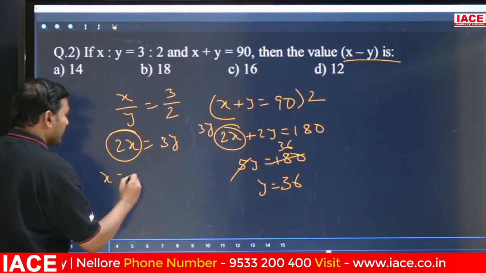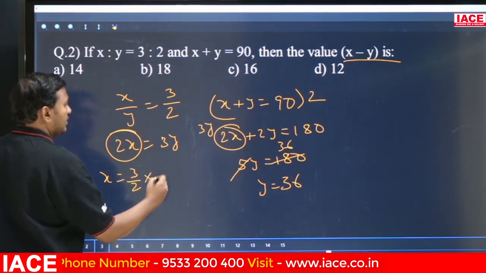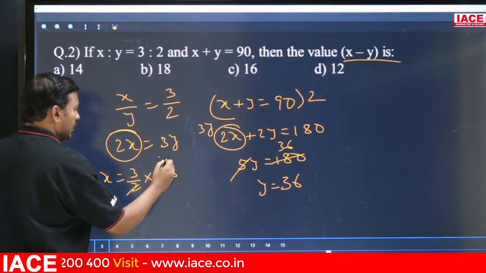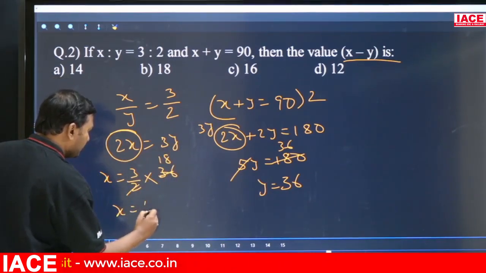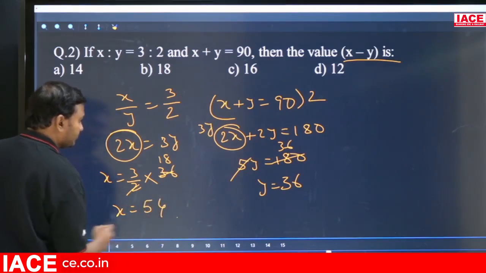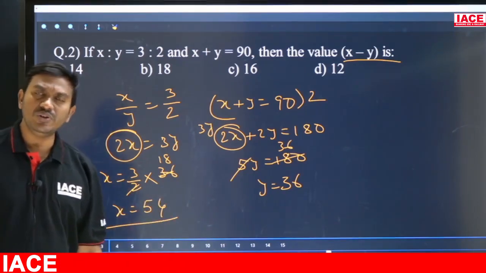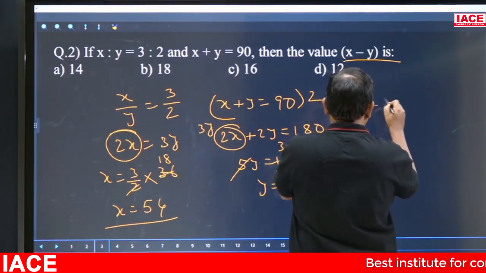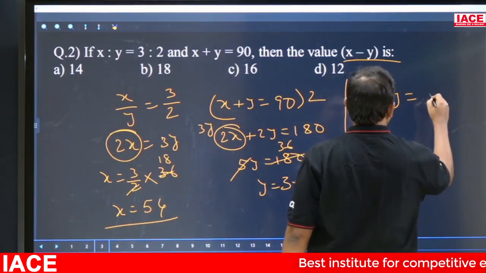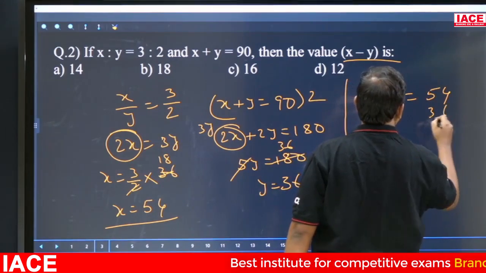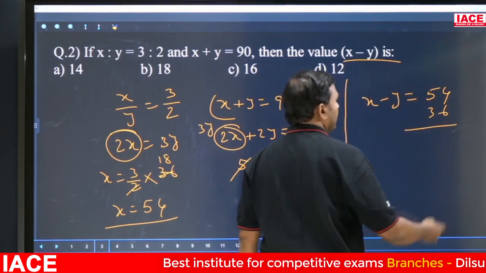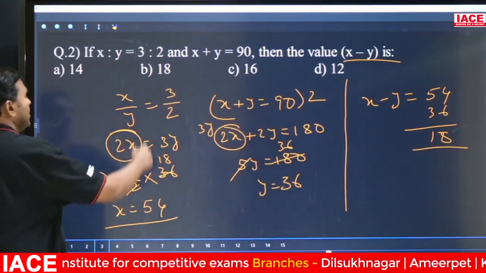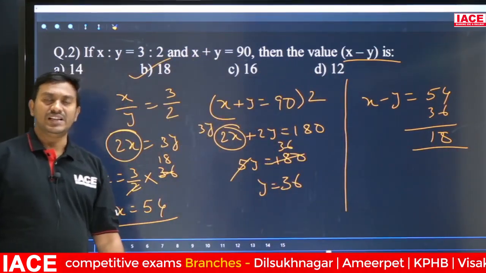X equal to 3 by 2 of 36, that is 3 by 2 of y. So 2 ones are 2, 2 18s are 36. That is x equal to 54. So we know the x value and the y value. Simply we have to find x minus y. That is 54 minus 36, which is 18. So the answer is 18. Option B is the right answer.